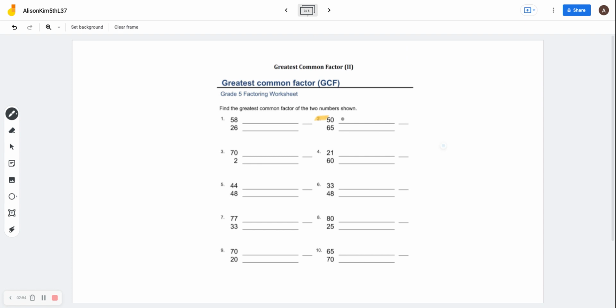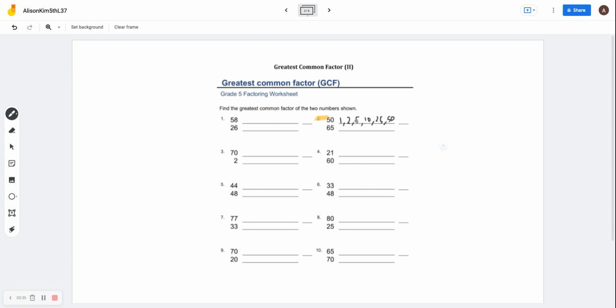Don't worry, we're going to do another practice. Let's do 50. So 1 times 50 equals 50. 2 times 25 equals 50. I don't think 3 can go into 50. 4 also cannot go into 50. 5 can go into 50, because 5 times 10 is 50, right? 6 cannot go into 50, 7 cannot go into 50, 9 cannot go into 50, but 10 can go into 50. So those are our factors of 50.